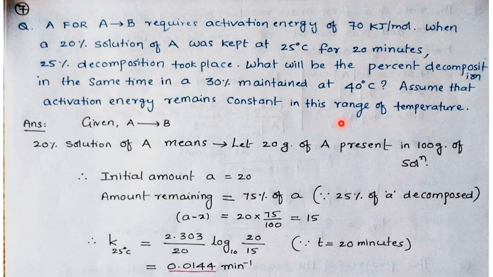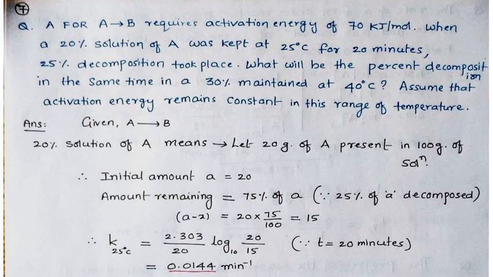Students, it is difficult to understand the question in this case. There are five lines here. When you don't understand the question, try to read it one or two more times. Activation energy is given, not a problem. When activation energy is given, it means we are supposed to use the Arrhenius equation. But here the meaning is very important.